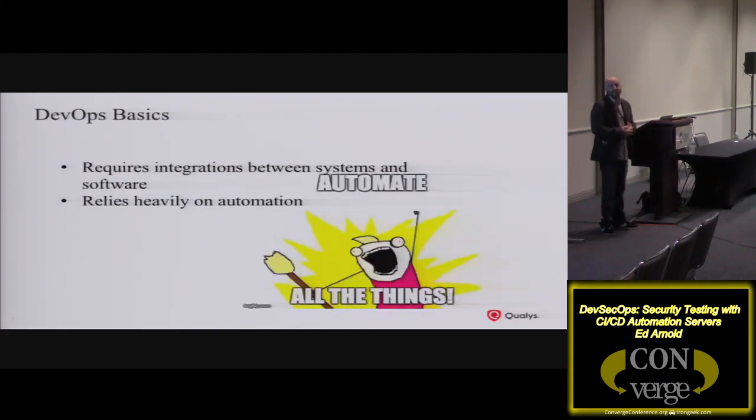It really requires integrations between system and software. Everything's happening so fast. If you don't have those integrations and you're trying to inject manual processes in there, you're going to be seen as a roadblock. There's just no way around it. It relies heavily on automation, so heavily that there's a meme about it. You know it's becoming a big thing when we have an automate all the things meme.